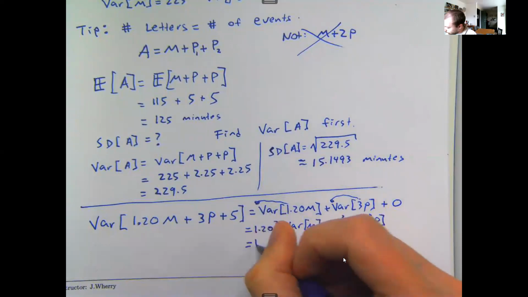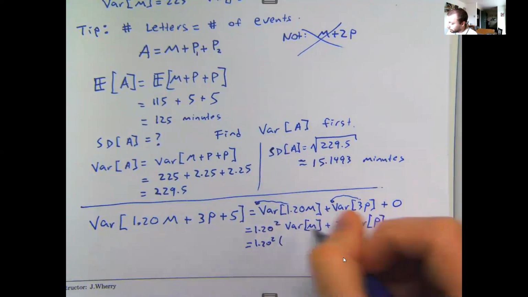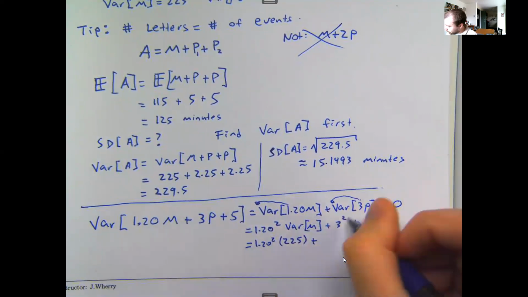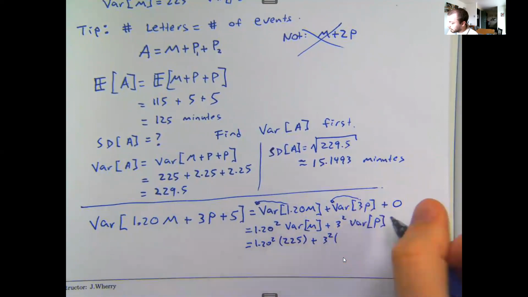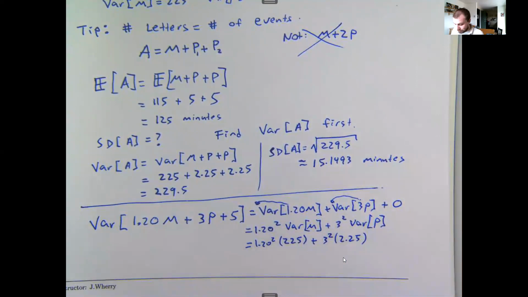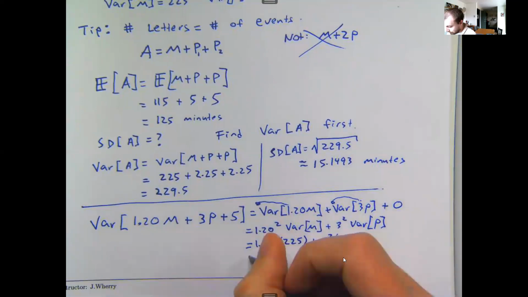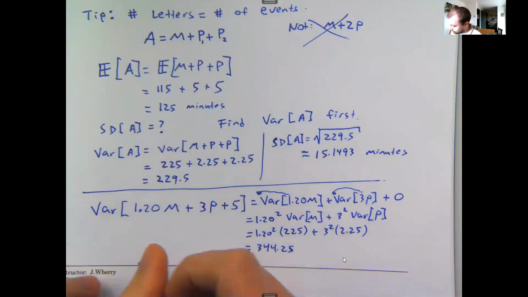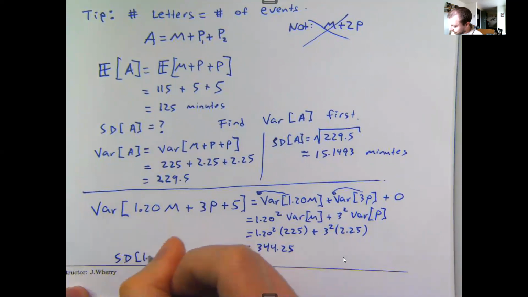So here I'm going to have 1.20 squared times my variance for the movie was 225. And I have 3 squared, or 9, times the variance of the preview was 225. I'm going to type this into my calculator. And when I do so, I end up getting something like 344.25.